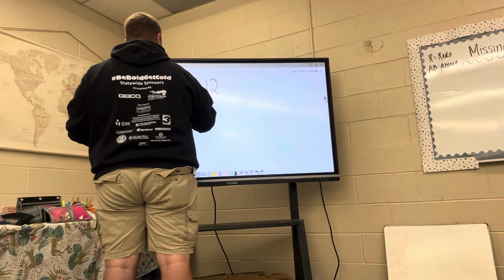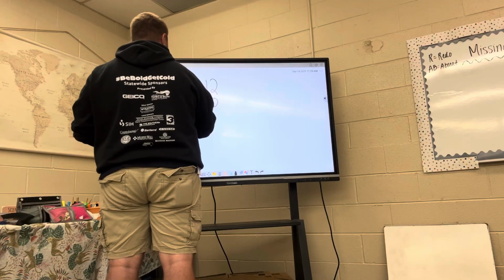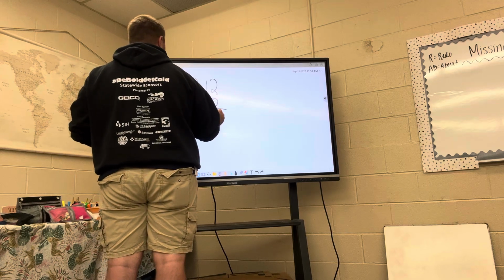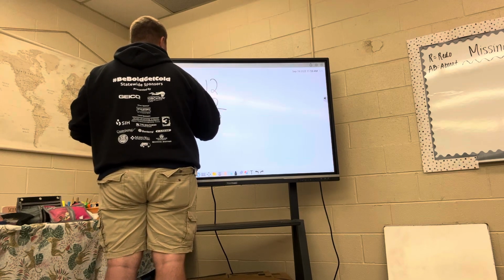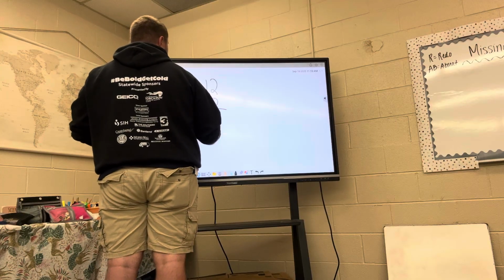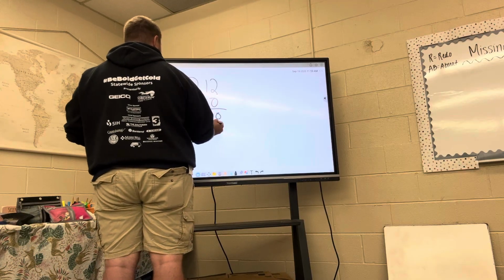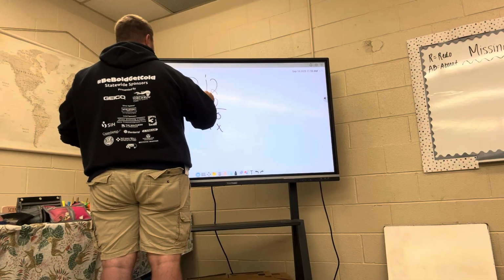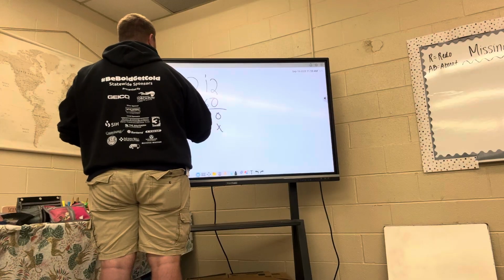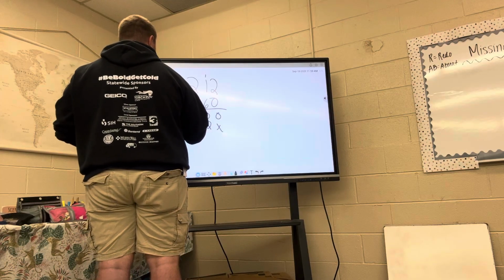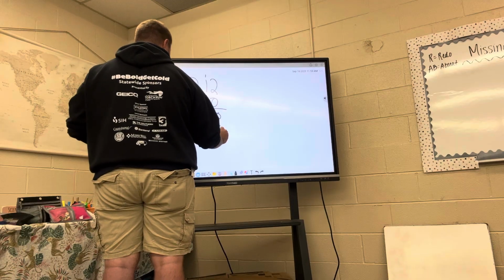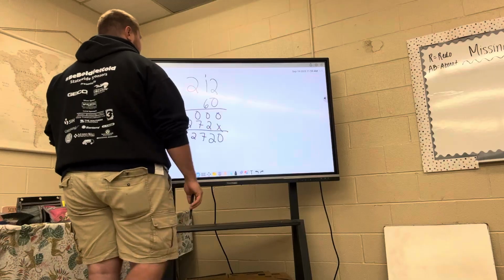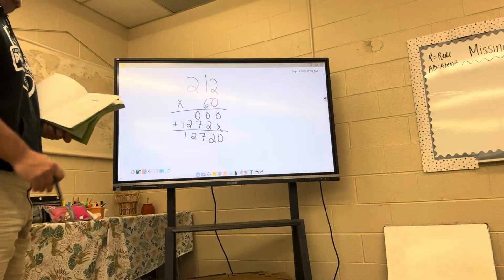212 times 60 to figure out how much it would beat in 1 hour. So we have 0 times 2, which is 0. 0 times 1 is 0, and 0 times 2 is 0. Then we have to compensate with our x by shifting it over. We'll have 6 times 2, which is 12, carry the 1. 6 times 1 is 6, 1 more makes 7. And then 6 times 2 is 12. So we add this together. And that's how many times the rabbit's heart would beat in a minute.